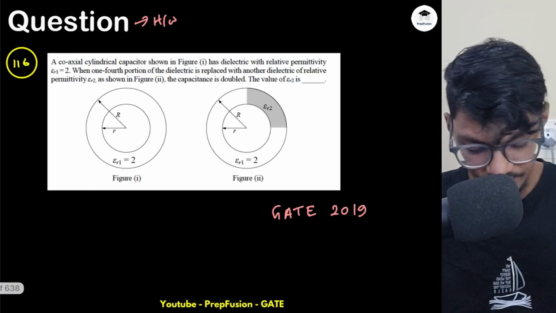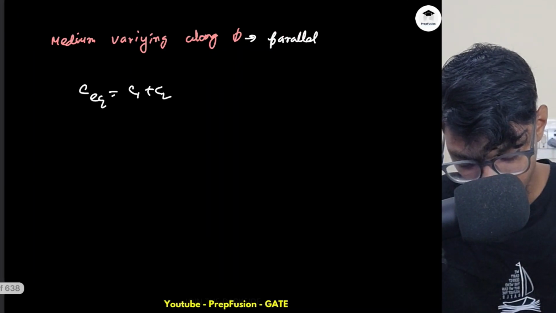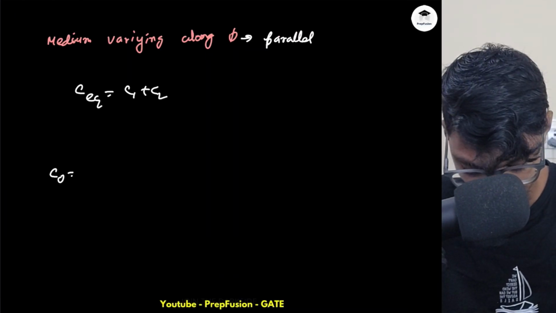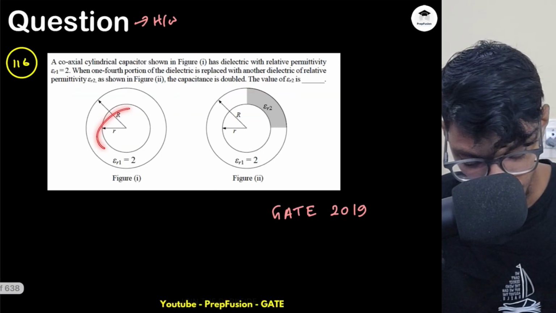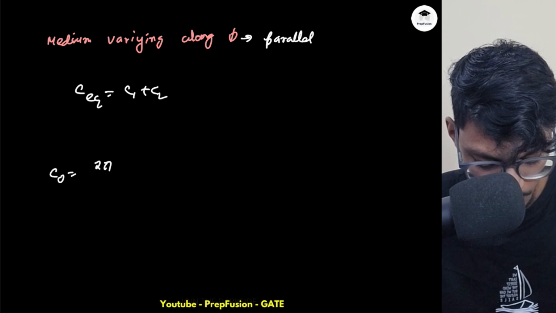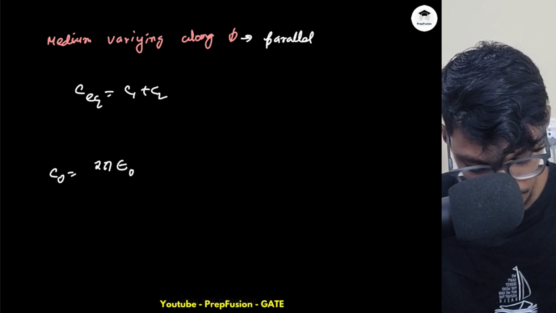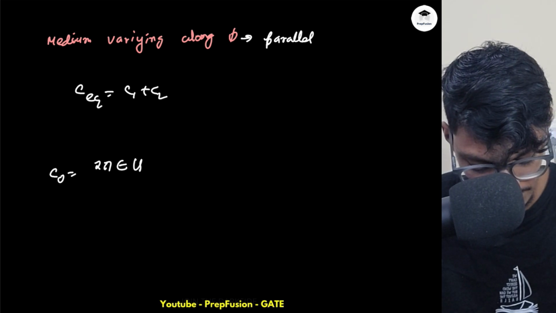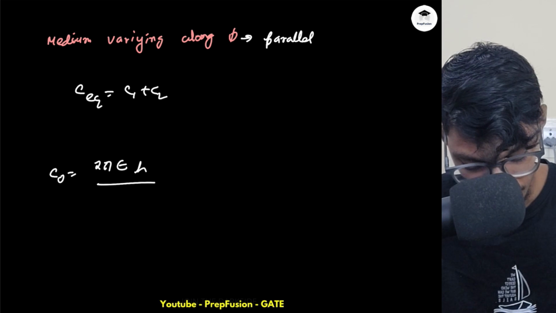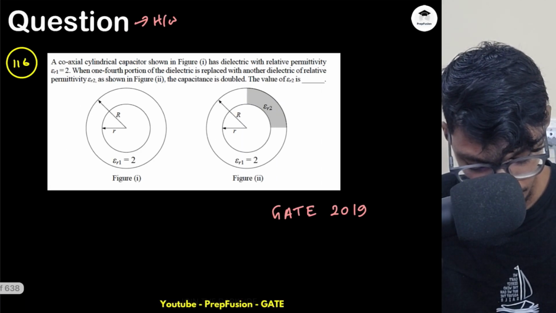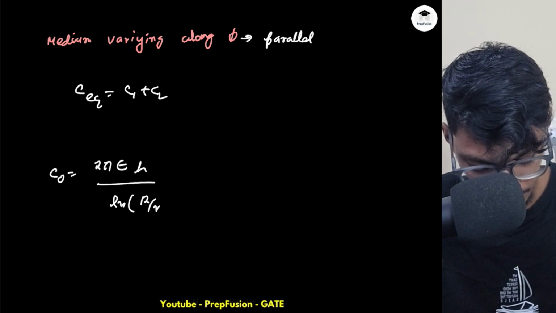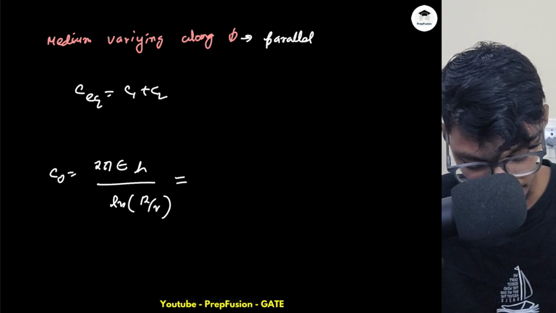So basically for the first case, what is C initial? C naught, the capacitance for the first case. C naught is simply this formula. What is the formula? The formula is 2 pi epsilon into H divided by ln capital R by small r, right? Capital R by small r, higher by lower, correct? Else it will be negative.